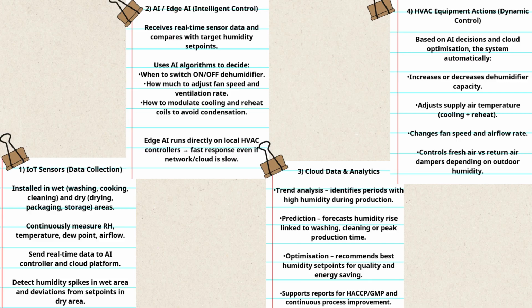Third, cloud analytics analyzes long-term trends and predicts when humidity will increase during production. The cloud system also recommends the best humidity settings for product quality and energy efficiency and supports HACCP and GMP documentation. Finally, based on these AI decisions, the HVAC system automatically adjusts the humidifier capacity, air temperature, airflow, and damper positions to keep the environment stable.